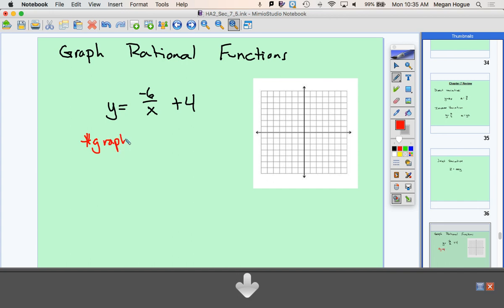So the graph is a hyperbola. And there are two branches. There's also two what? Asymptotes. So two branches as well as two asymptotes.